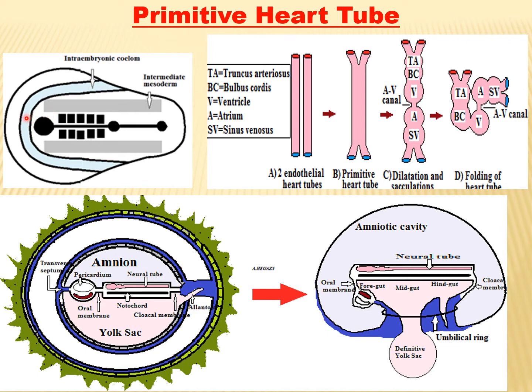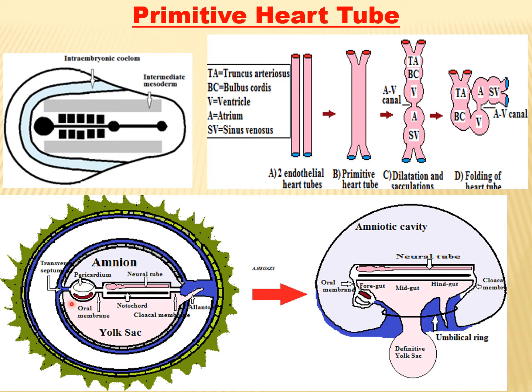After cranial folding, this part becomes folded in between the two pleura here, ventral to them. So this is the cranial part of the intraembryonic coelom that is represented here. This is the cranial part of the intraembryonic coelom forming the pericardium.